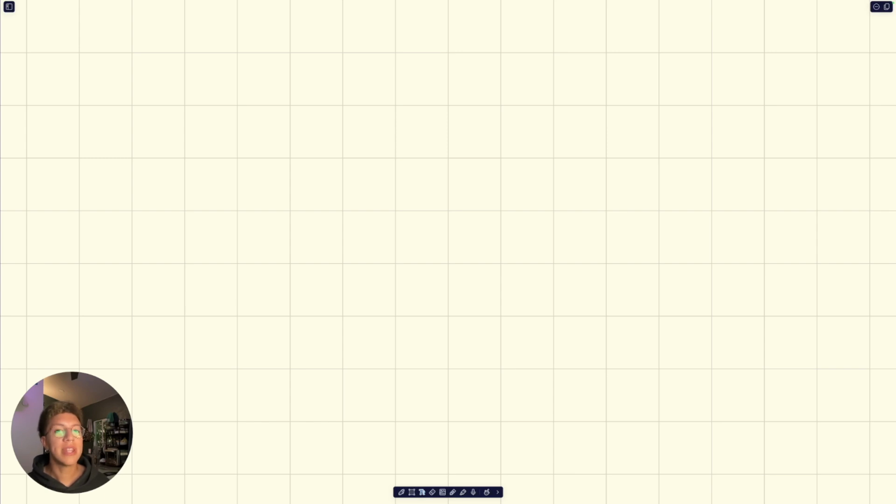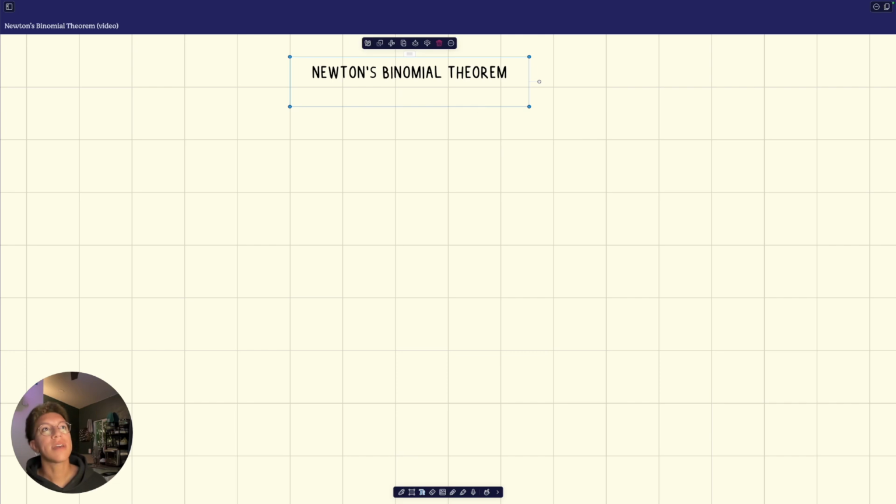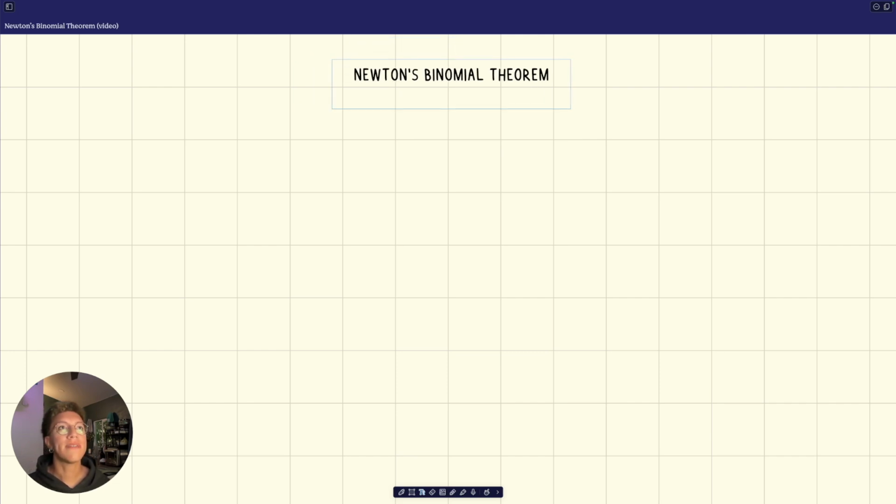Today's lesson, we're going to get into Newton's binomial theorem. Some things to keep in mind before we jump in: there is a set of notes you can download in PDF form and in Notability form, and that might make it a little bit easier to stay actively engaged as we move through the content, and it'll help you retain everything that we learn.